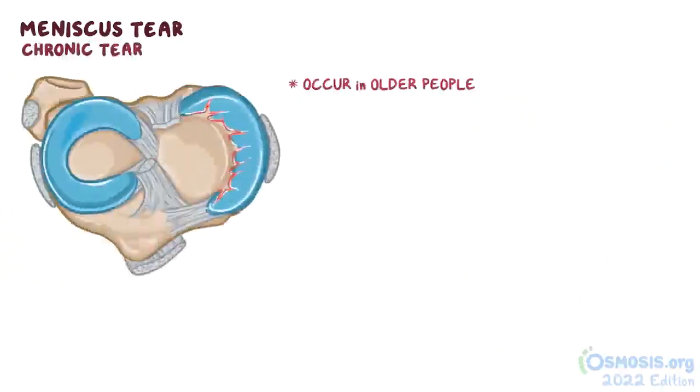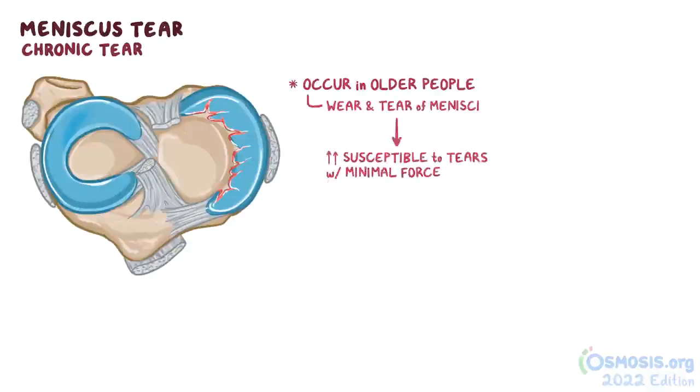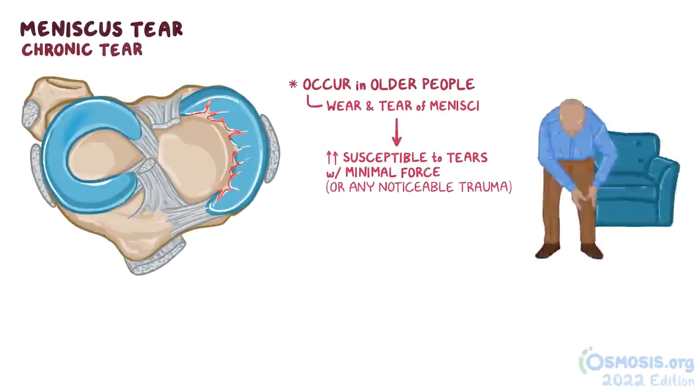In contrast to an acute tear, there are also chronic tears, which usually occur in older people. This is because the wear and tear of the menisci make them more susceptible to tears with minimal force, or any noticeable trauma. An elderly person might tear their meniscus from simply getting up from a chair. Alright, let's talk about symptoms.